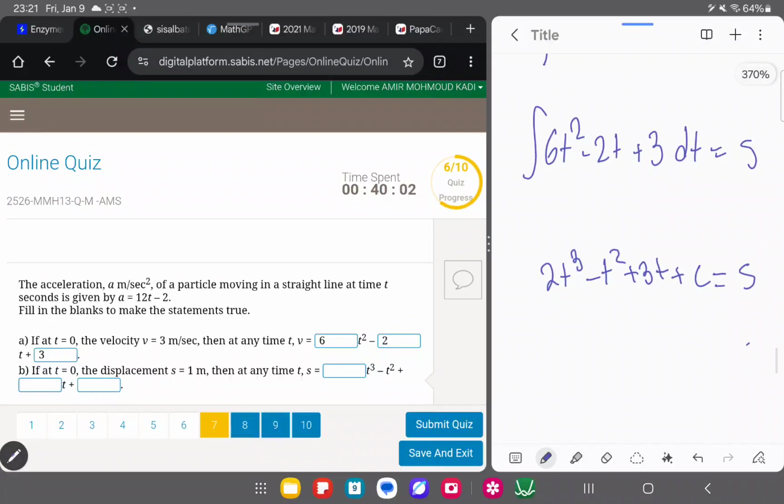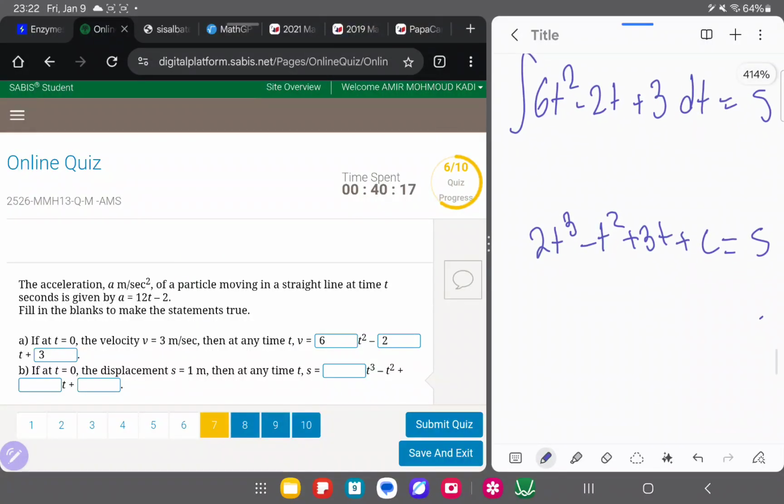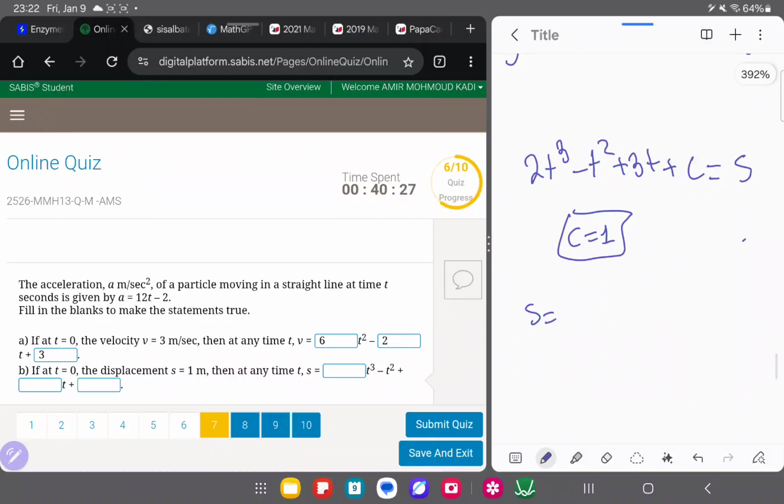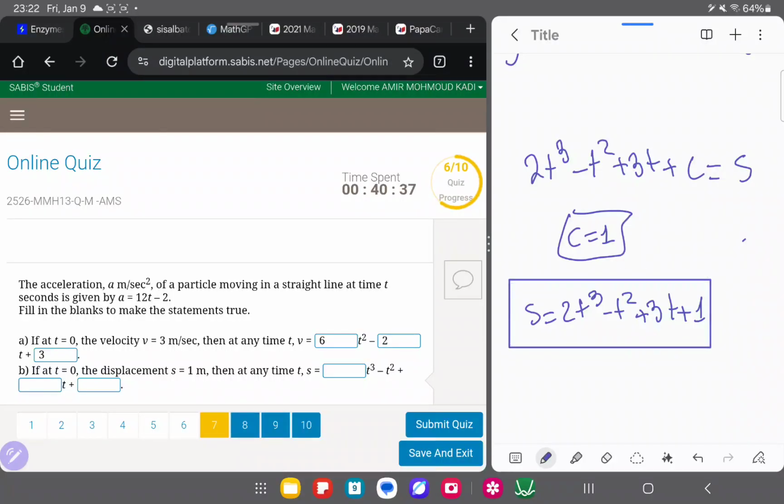Now they said that our initial displacement s0 is equal to 1, or simply when t is equal to 0, s is equal to 1. So therefore c is equal to 1. So now we have that s is equal to 2t cubed minus t squared plus 3t plus 1.